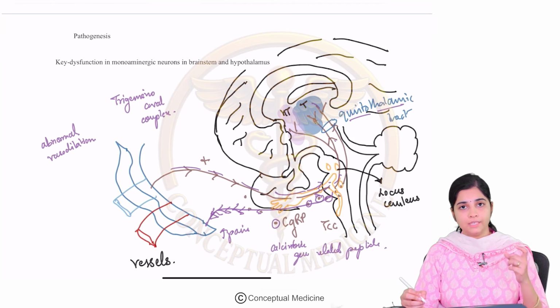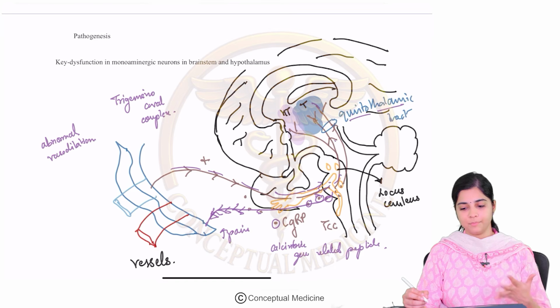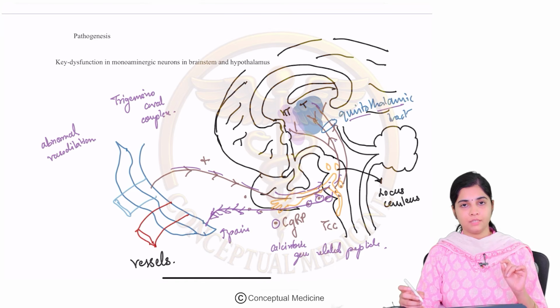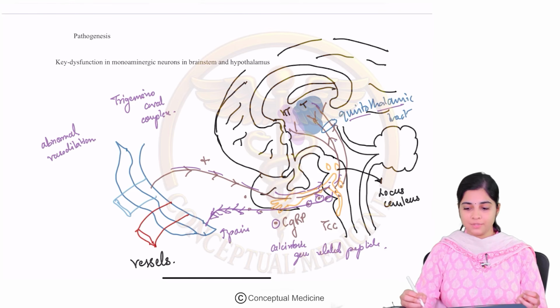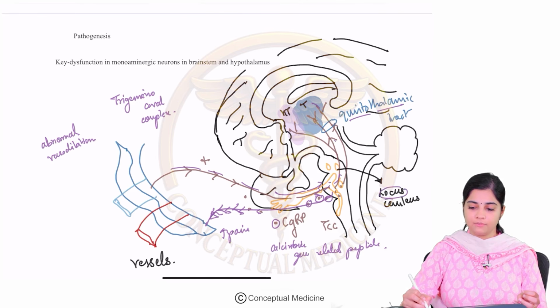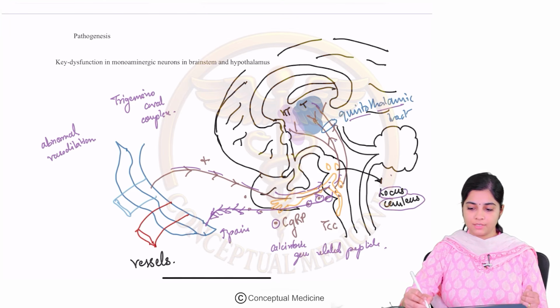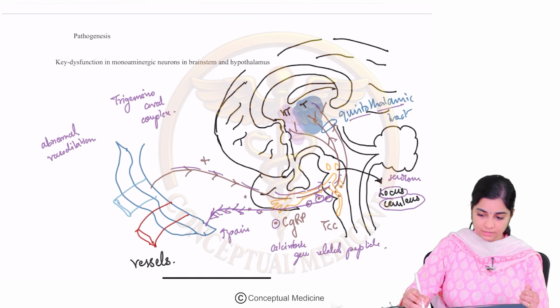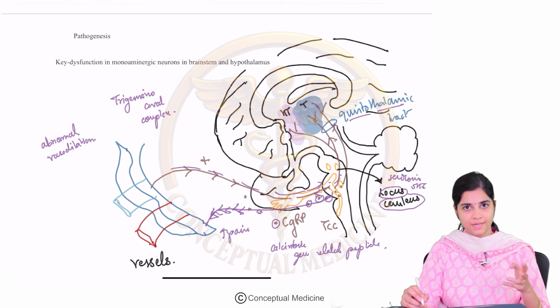So whenever the thalamus is stimulated, it releases molecules such as calcitonin gene related peptide. This CGRP is basically the molecule responsible for the pain and the allodynia seen in a migraine attack. Apart from this, there are other nuclei also involved, like the locus coeruleus, and certain other neurotransmitters such as serotonin. Serotonin basically helps in pain modulation.